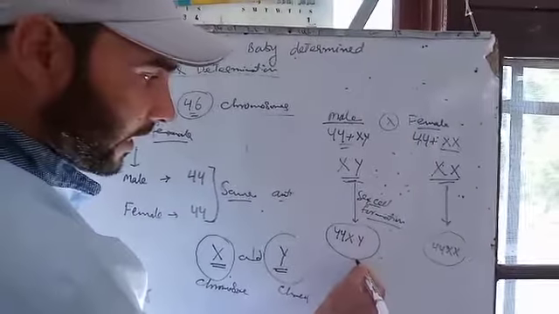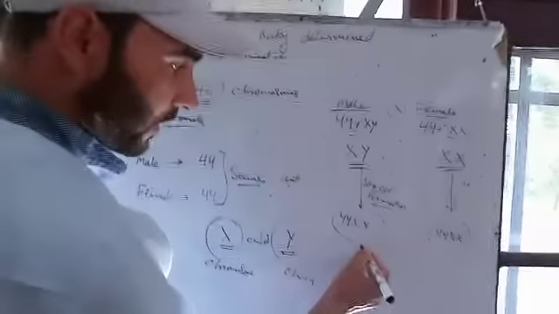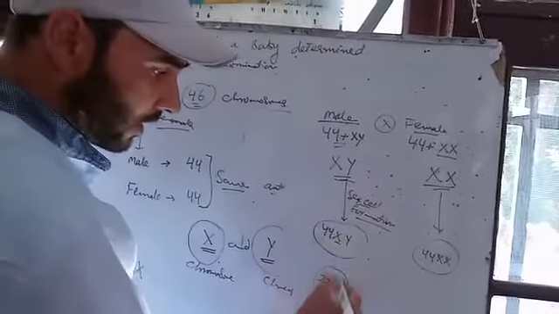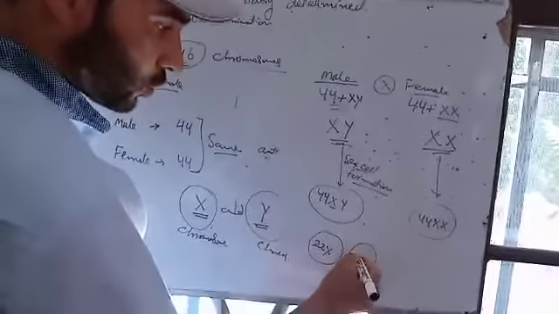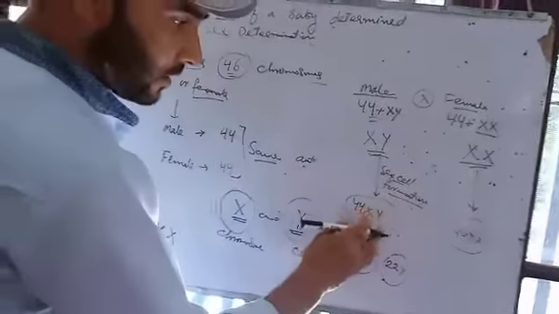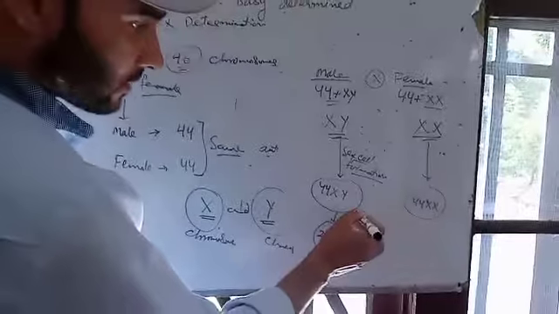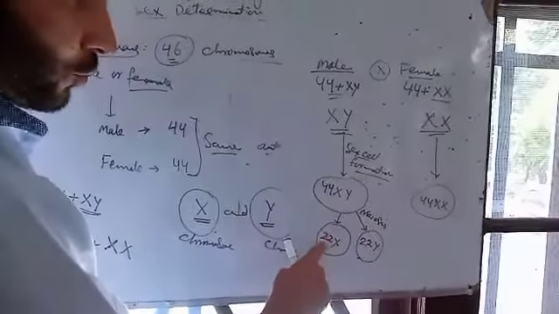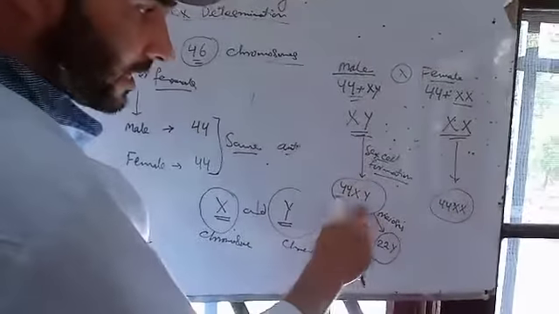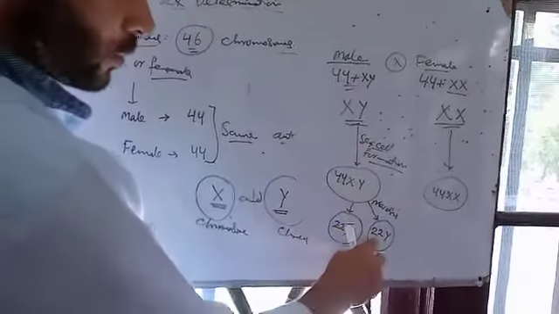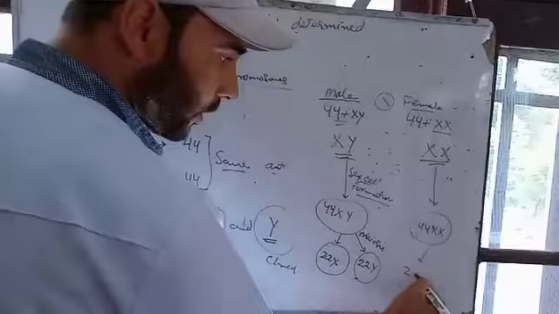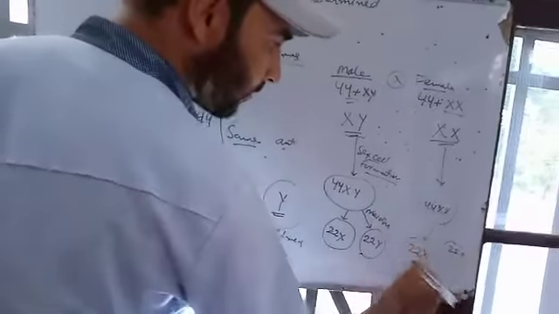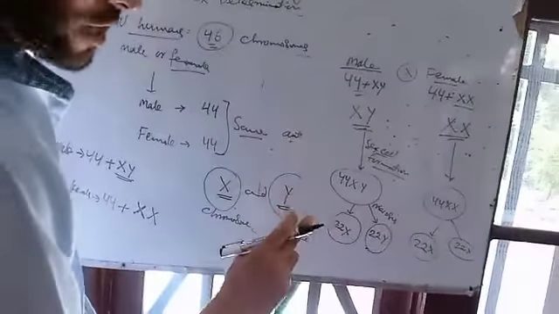The cell cycle occurs and here the half chromosomes are formed. That means it will form a cell with 22 and one X, and another with 22 and Y. The two cells get formed through meiosis. It is the cell cycle by which sex cells get formed. 22 plus 22 is equal to 44. X and Y, that means they come equal. Same is the case with this: 22 X and 22 X. Why? Because the females have only XX chromosomes. They don't have X and Y chromosomes.